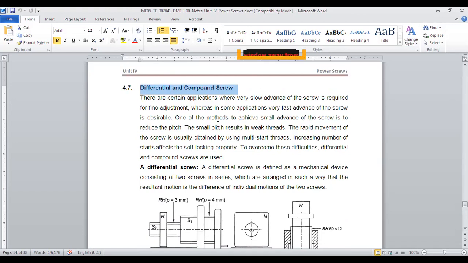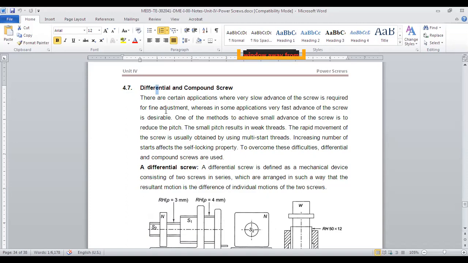As per the university, we're supposed to take six lectures, but I took one extra lecture because I wanted to cover a couple of numericals. Now, what is differential? As the name suggests, differential or compound means there is a difference. We'll get a difference movement, or a small movement. If that is required or expected, then we'll use a differential or compound screw.